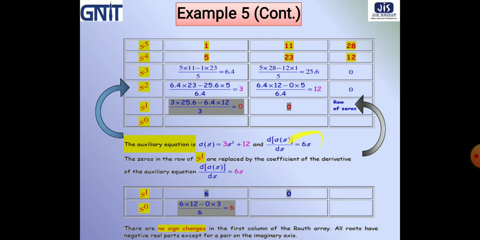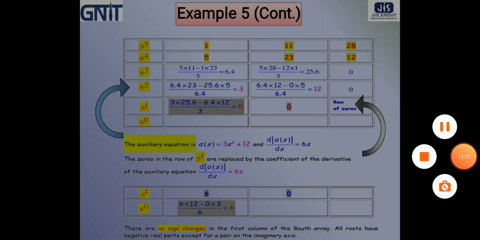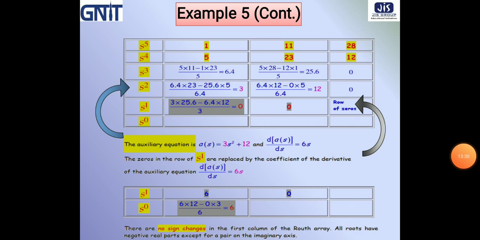Now put the coefficient of the auxiliary equation, that means 6. Here 6 is the coefficient. Now put the 6 in place of the zero. Just look, in the s to the power 1 row, there is 6, and this is the coefficient of 6s, which I got from the derivative of the auxiliary equation. And then again follow the next step as usual. Okay, and after calculating, this will come.